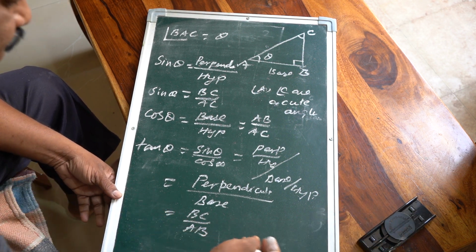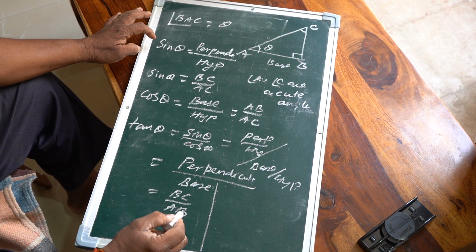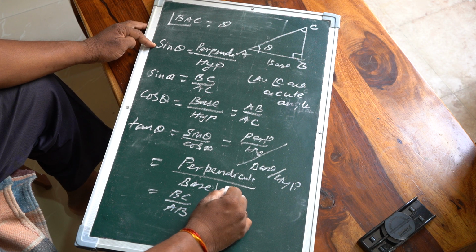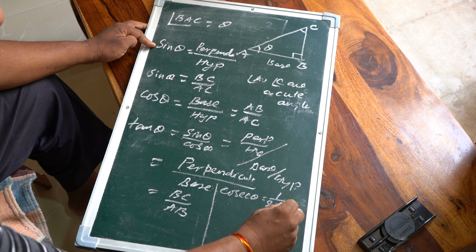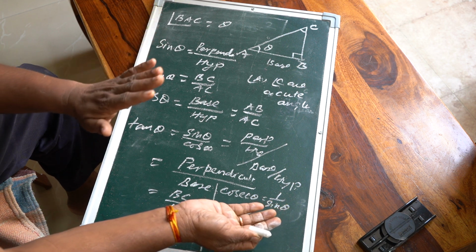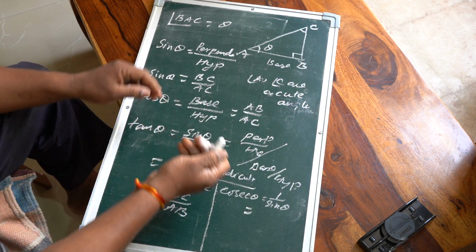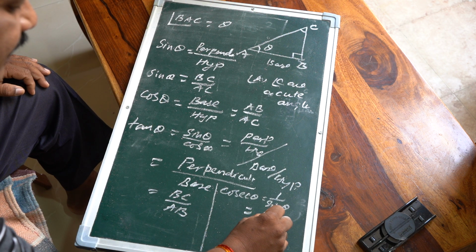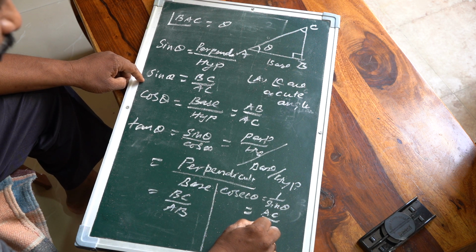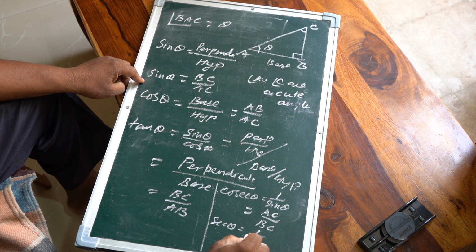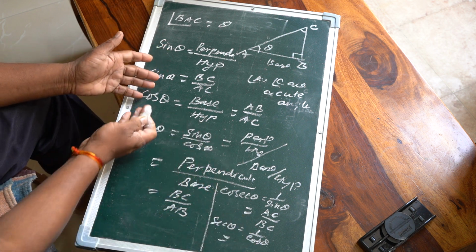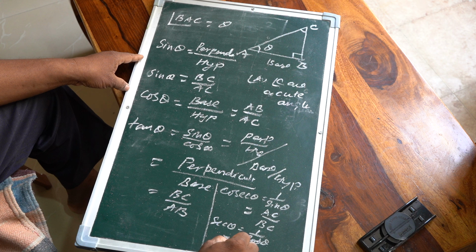Now, sin theta is there. So what is cosec theta? Cosec theta means 1 by sin theta, so we take the reciprocal. That is AC by BC. Is sec theta equal to 1 by cos theta? Cos theta is AB by AC, so the reciprocal is AC by AB.